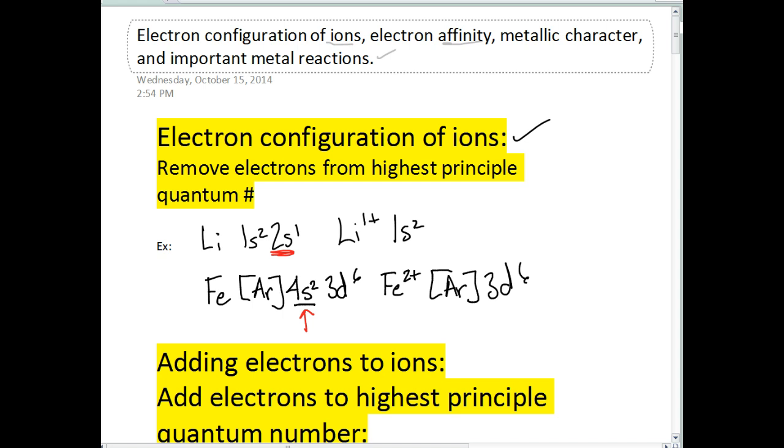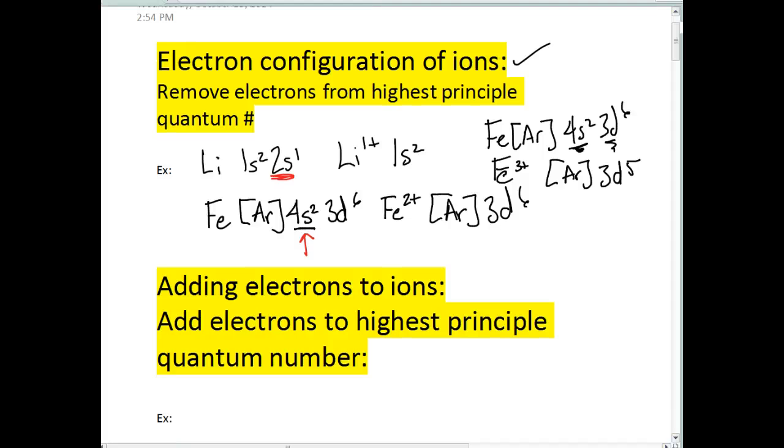We could do another one too, just to show you. Let's say we have the same thing: argon 4s2 3d6, but we want to form the iron 3 ion. We're going to remove 3 electrons. The first 2 come off the 4s, and then the remaining one comes off the 3d, so we get 3d5, just like that. And that's what happens when we remove electrons to form ions and write those electron configurations.